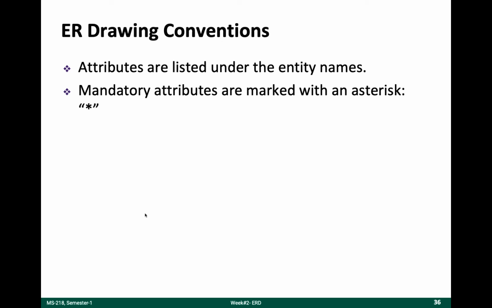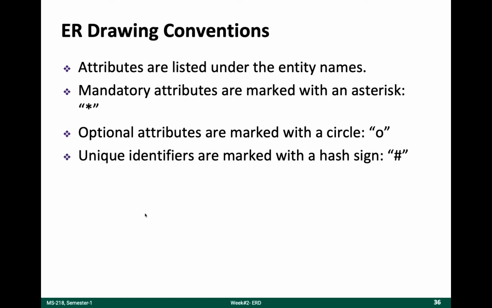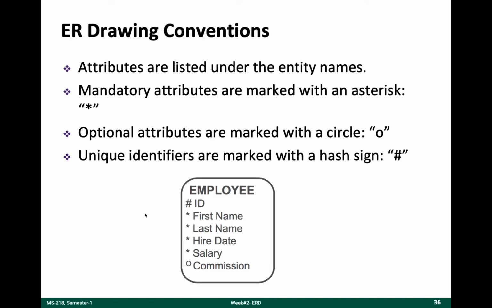So mandatory attributes are marked with an asterisk. Optional attributes are marked with a circle, small o. Okay. Then unique identifiers are marked with a hash sign. This is the third thing. If you are mentioning that this identifier would become a primary key later on, okay? So in ERD, we don't call it a primary key, we call it a unique identifier, okay? So this unique identifier would be marked with a hash sign. So this is an example here.